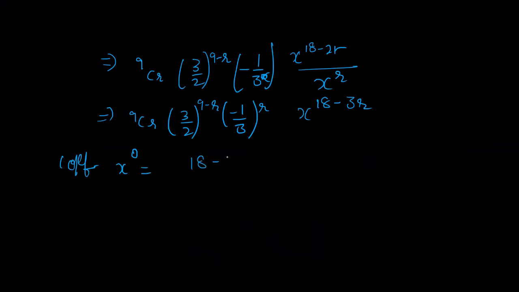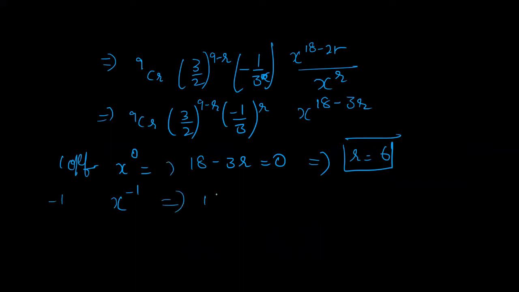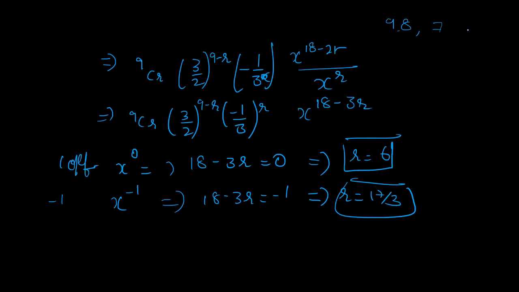So 18 minus 3r is equal to 0. R comes out to be 6 from here. Clear? Now, x to the power -1. 18 minus 3r you will equate to -1. You're getting r as 19 by 3, which is not possible. It should be a number like 9, 8, 7, a natural number or an integer.